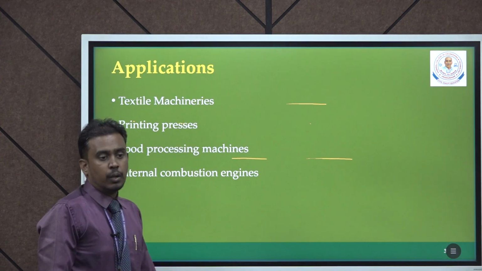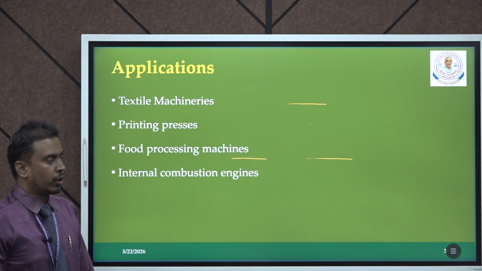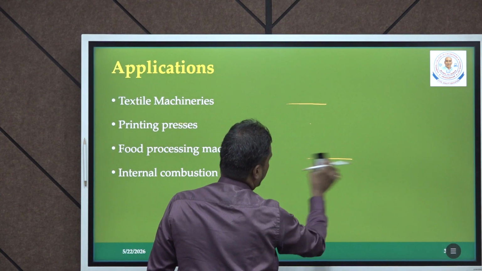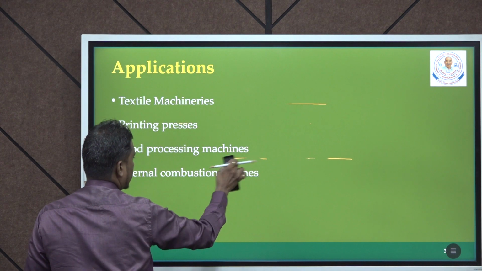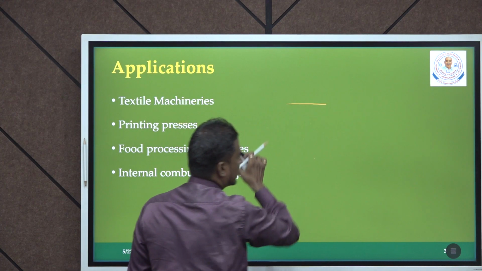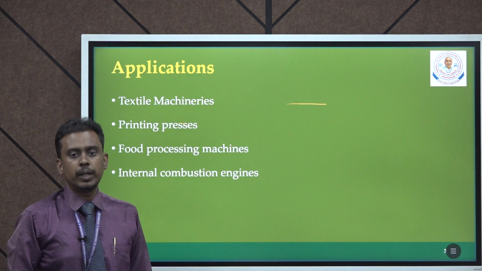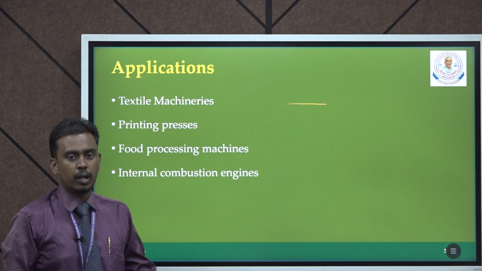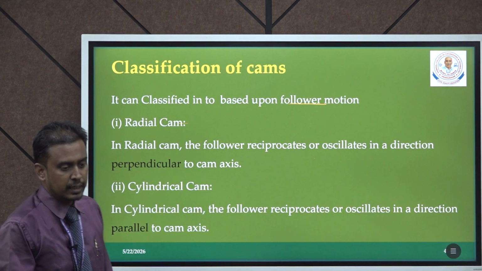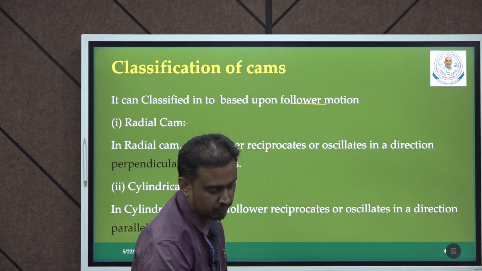The various applications of cam follower setups are highly used in textile machineries, printing machines, food processing machines, and IC engines. In case of IC engines, it is used for automatic opening and closing of valves, the inlet valve and the exhaust valve. Now, let us discuss the classification of cam.